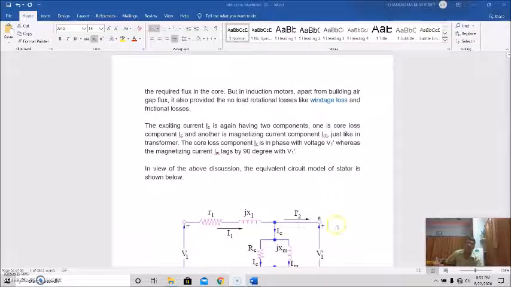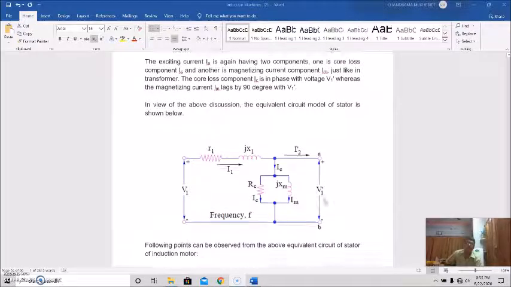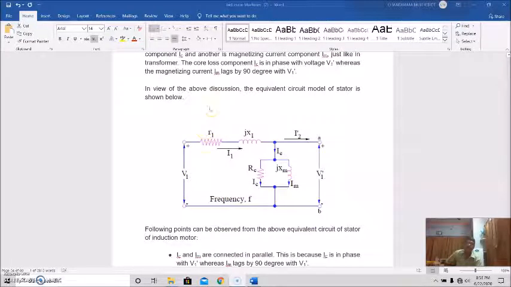So in view of this discussion, the equivalent circuit model of the stator will be like this. This is the supply voltage, the stator winding per phase resistance, per phase reactance, and this is the exciting current. This is the load component, so I1 is divided into this plus this. Again the exciting current is divided into two parts, the core loss component current and the magnetizing component. And this is the counter EMF in the stator winding, that is, minus E1 should be equal to V1 prime.